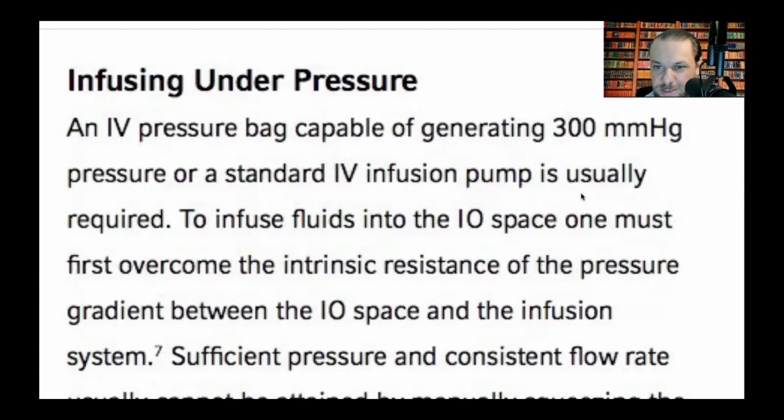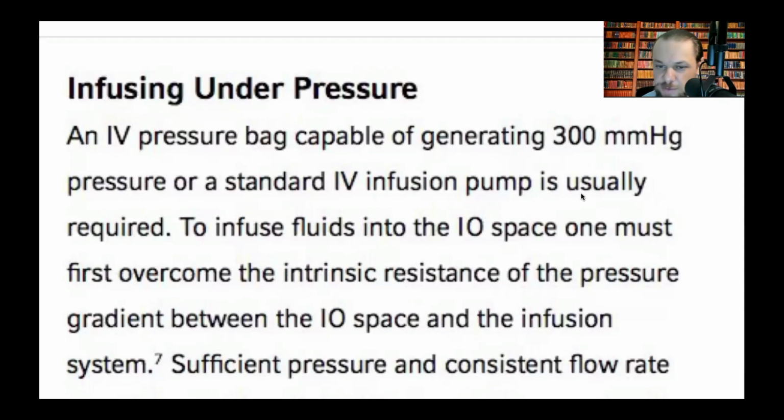The other thing is going to be more of a skill. The reason why I want to include it here is that I just want you to be cognizant of this. Any type of IV bag that you're going to infuse through the IO needle needs to have a pressure infuser bag, or needs to have pressure of about 300 millimeters of mercury.